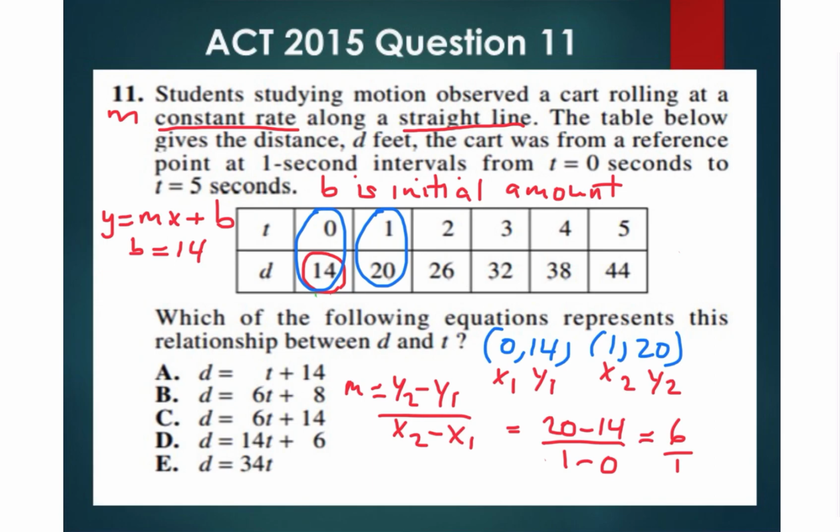So the equation would be, now remember, t is going to represent x and d would represent y, okay? So the equation would have to be d is equal to 6t plus 14, okay? Because m is 6 and b is 14. So the correct answer here would have to be C. That's going to be a correct answer.